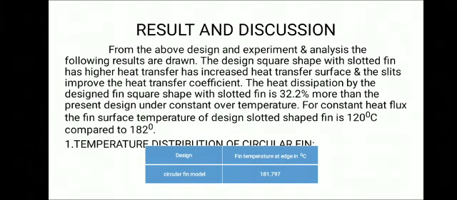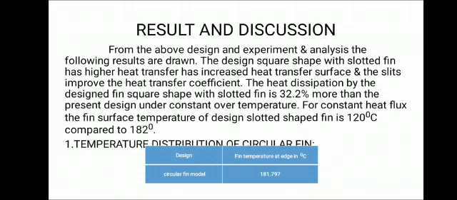Result and discussion. From the above design, experiment and analysis, the following results are drawn. The designed square shape fin with slot has higher heat transfer, as it has increased heat transfer surface and slits, which improve the heat transfer coefficient. The heat dissipation by the designed square shape fin with slot is 32.2% more than the present design under constant overtemperature. For constant heat flux, the fin surface temperature of the designed slot shaped fin is 120 degrees Celsius compared to 182 degrees Celsius.